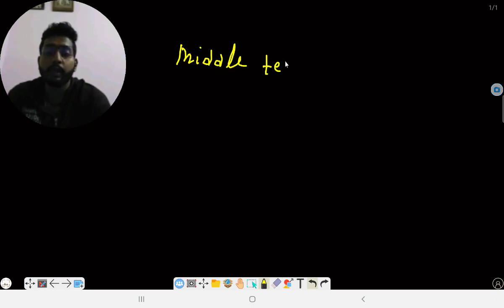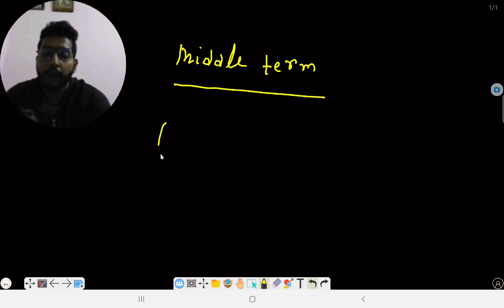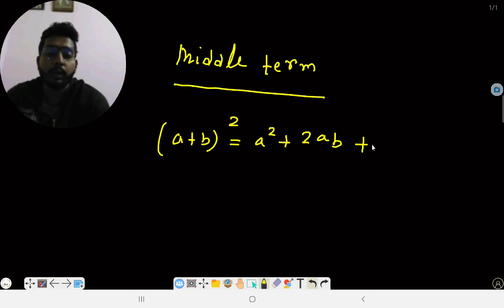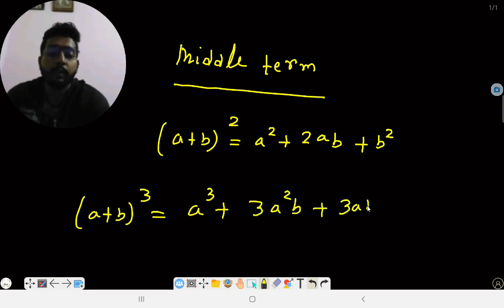term of binomial expansion? So, first topic will be middle term. Now what is middle term in binomial expansion? If I expand (a plus b) whole to the power 2, we know the expansion is a square plus 2ab plus b square. And if I expand (a plus b) whole cube, what will be the expansion? That will be a cube plus 3a square b plus 3ab square plus b cube.